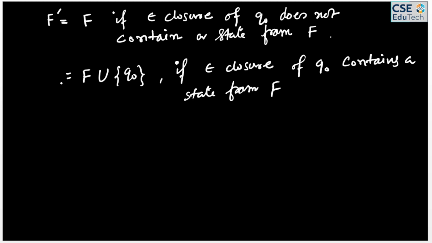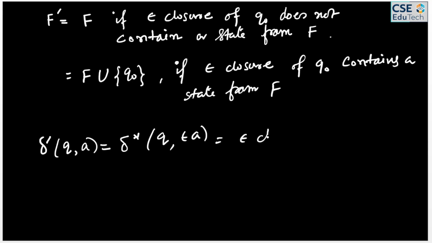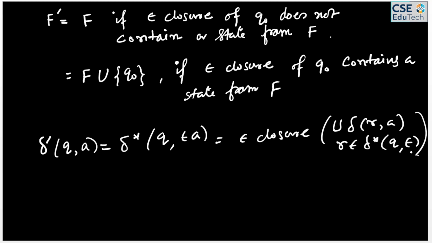Now, how do we define this delta dash? Suppose you are in state Q and the input symbol is A. We can write delta dash of Q comma A, which is equivalent to the epsilon closure of the union of delta of R comma A, where R belongs to delta star of Q comma epsilon. So we have to define delta dash in this way.